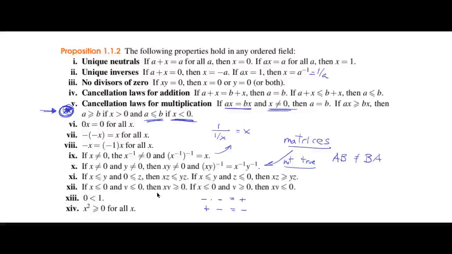Now, 0 is smaller than 1. You can prove it using the axioms directly. And then x squared, so the square of x, that means x times x, is greater or equal than 0 for all x. It's easy to prove this from this. If x is positive, then you have positive times positive, we know it's positive. And if x is negative, it's negative times negative, which is positive again. And if x is 0, the only way that this is 0 is that x is 0.